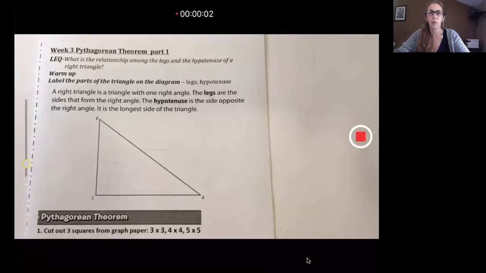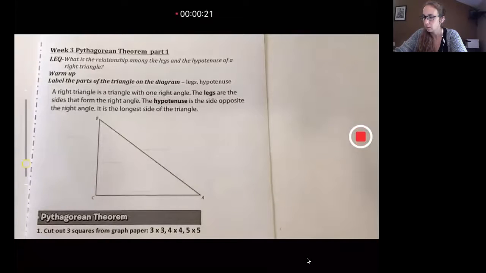Pythagorean Theorem, Part 1. So the question for this lesson is, what is the relationship among the legs and the hypotenuse of a right triangle? So when we're looking at this triangle, we have different parts. We have legs and a hypotenuse. A right triangle is a triangle with one right angle.